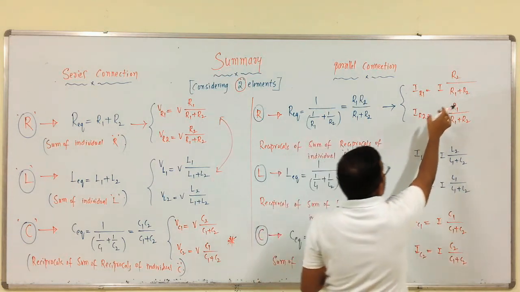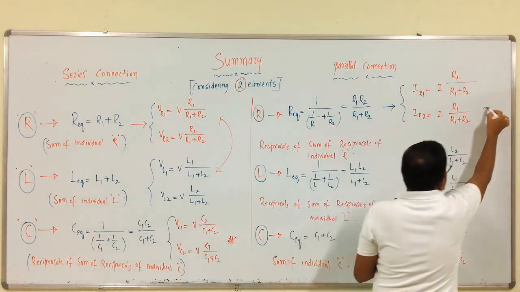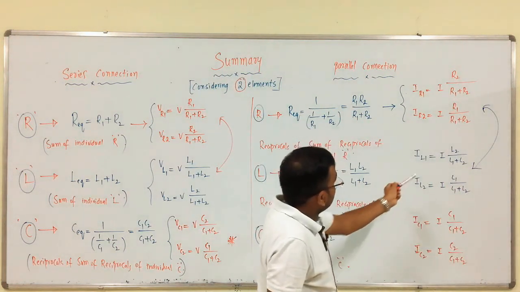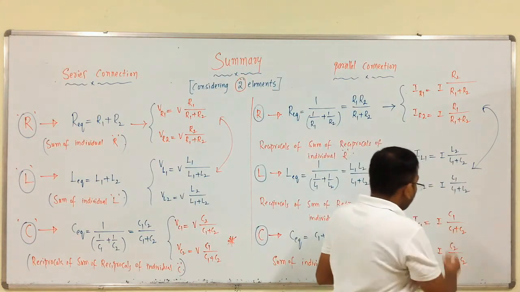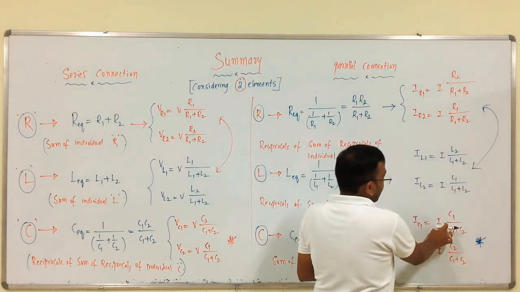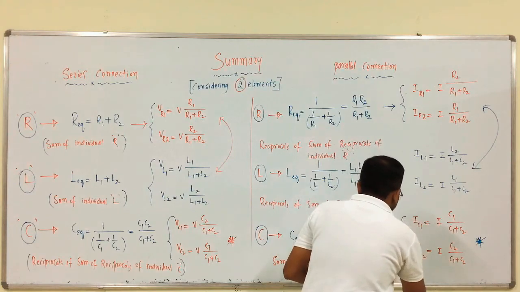So, coming to the current division principle, this is for resistance. IR1 is the current into the opposite branch resistance by the total resistance, like that, these two are similar, right. For IL1, I into the opposite branch inductance by the total inductance, but coming to the capacitance, to get IC1, total current into the present branch capacitance by the total capacitance. Okay.